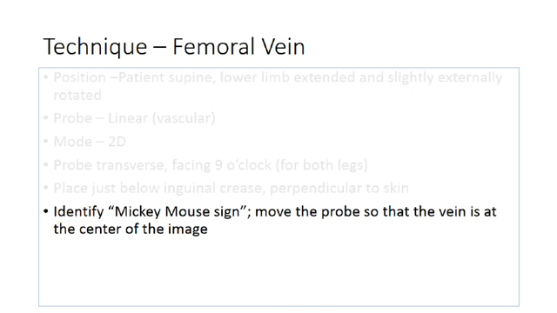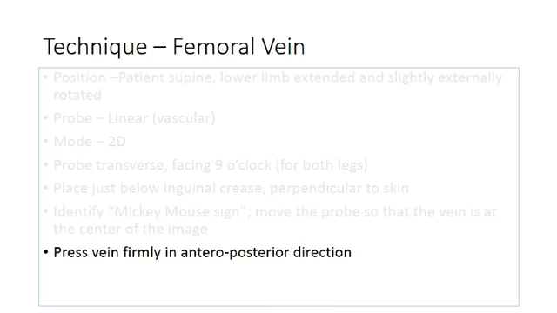Then, once you've got this, move the probe from medial to lateral, so that the vein is at the center of the image. This is crucial, because when you're going to do the compressibility, you have to make sure that the entire force or the pressure of the probe is on the vein that needs to be compressed. So there's no point having the vein in one corner of the screen. So move the probe in such a way that the vein that is going to be compressed is at the center of the image. Then you press the vein firmly in an anterior-posterior direction, and you look for compressibility.